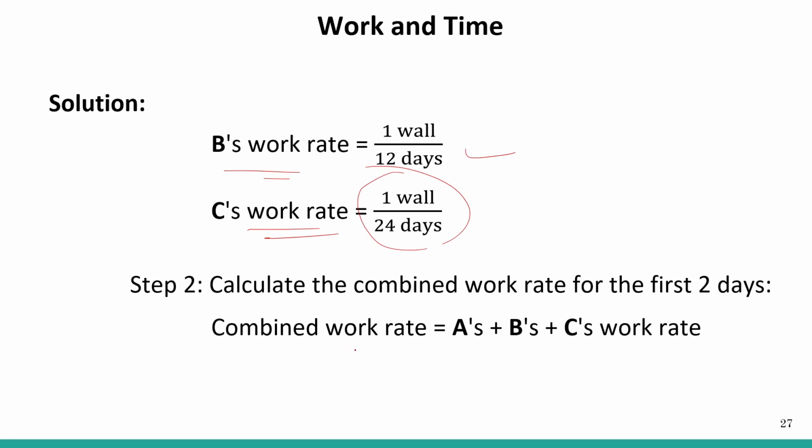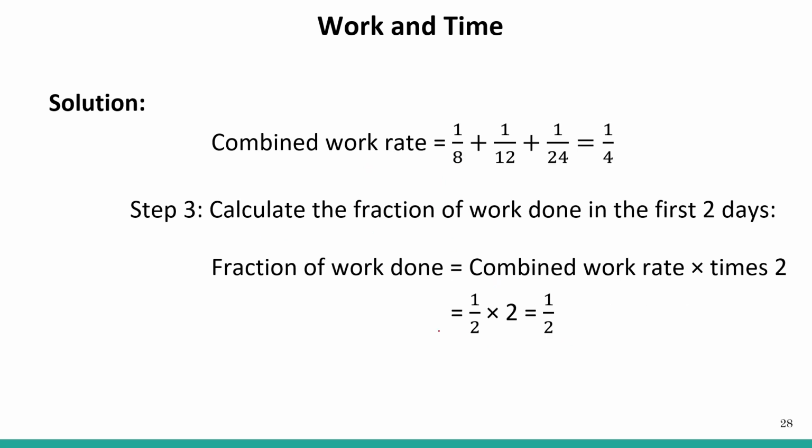So in step 2, we calculate their combined work rate. The combined work rate will be A's work rate plus B's work rate plus C's work rate. So the combined work rate is nothing but 1 by 8 plus 1 by 12 plus 1 by 24, which is equal to 1 by 4.